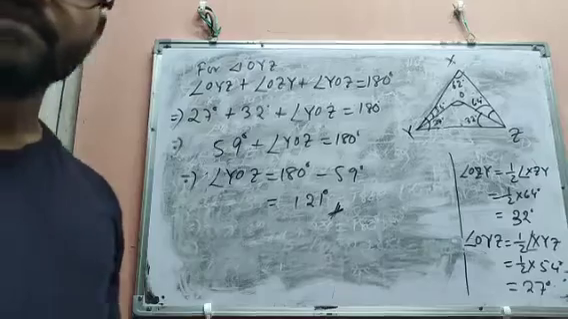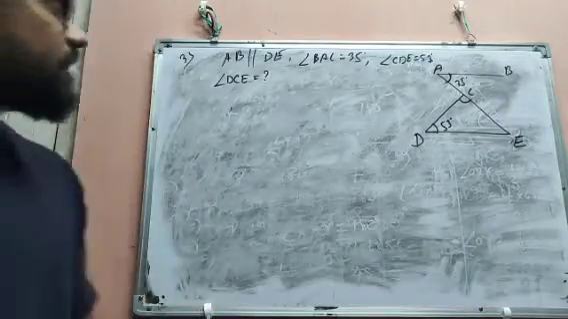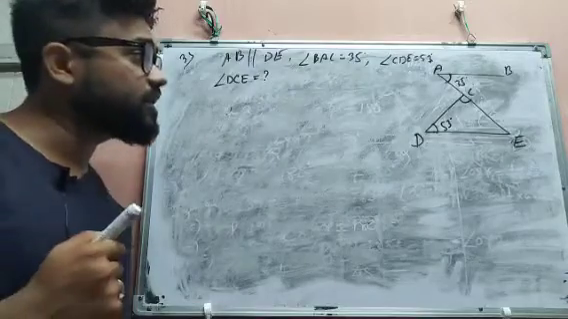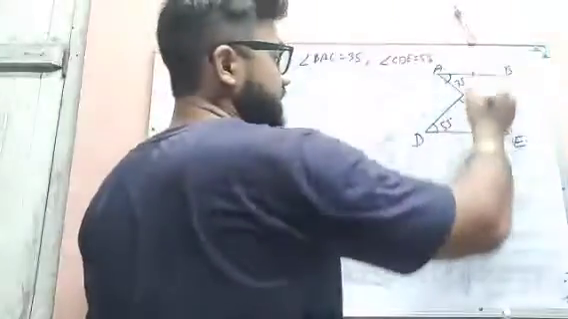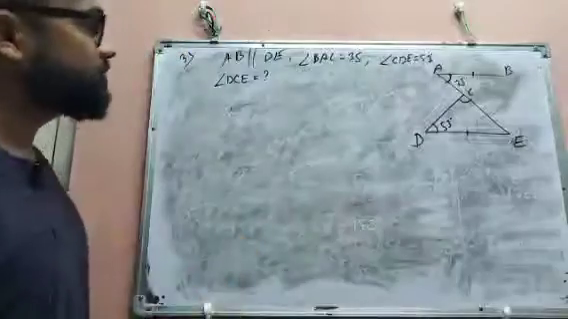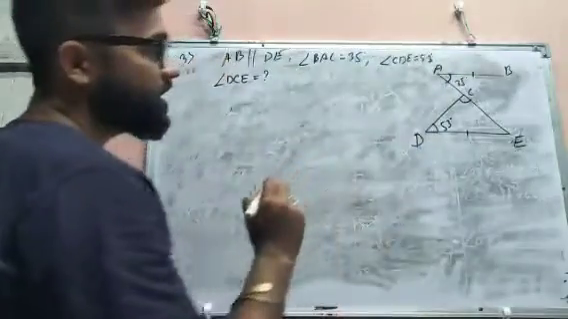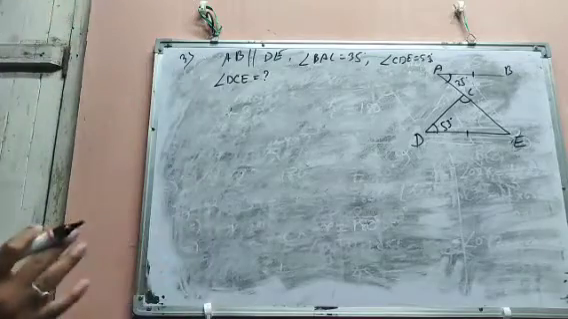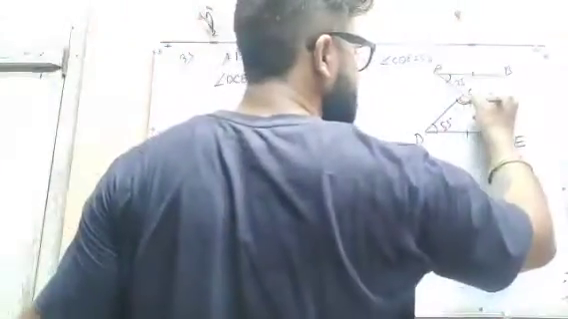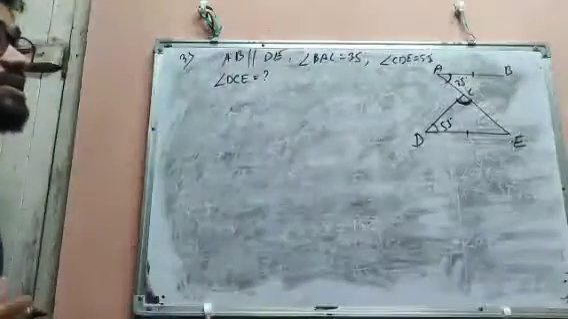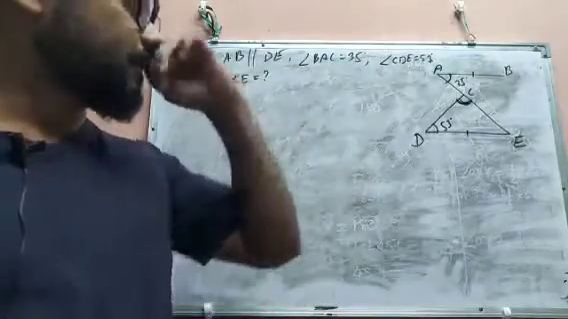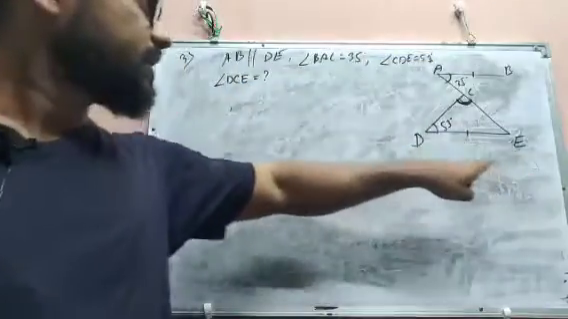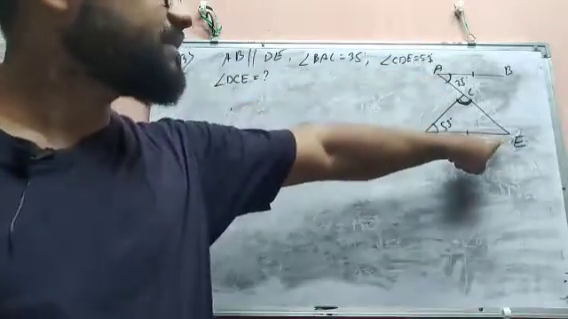Okay, so see the question number 3. We have been given that figure, and AB parallel to DE is given. That means this AB is parallel to DE, and angle BAC is given 35 degrees, and angle CDE is given 53 degrees. We are asked to find angle DCE. That means this angle. To find that angle, first we have to clear one thing, that AB is parallel to DE. Therefore, A is a transversal.